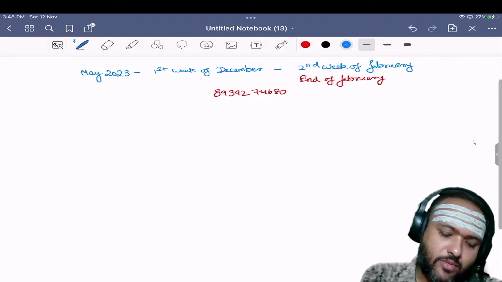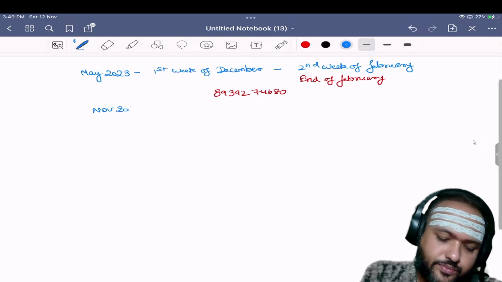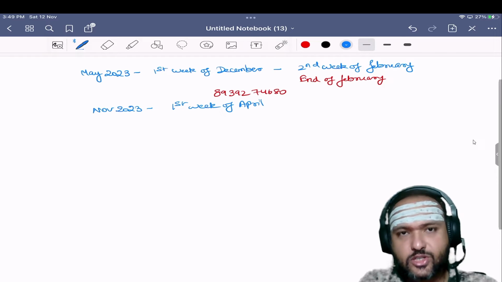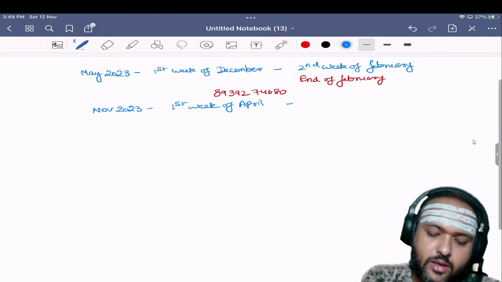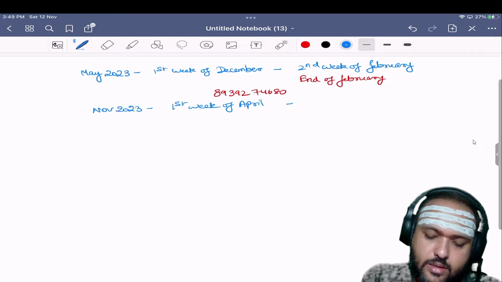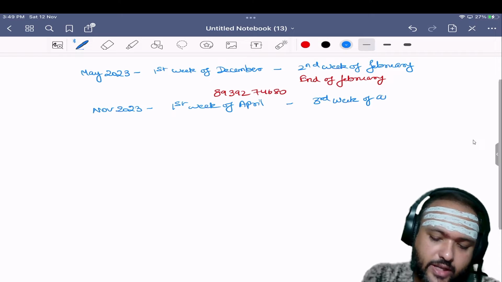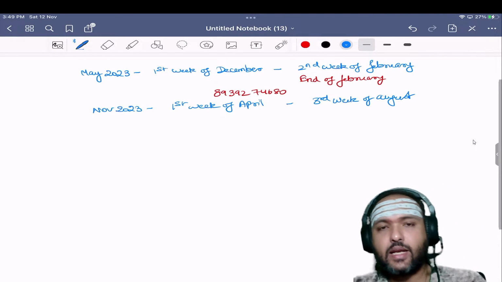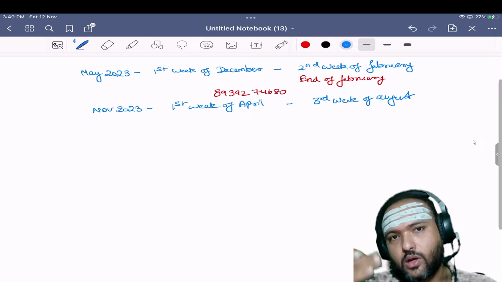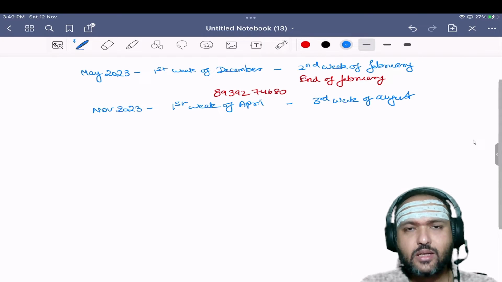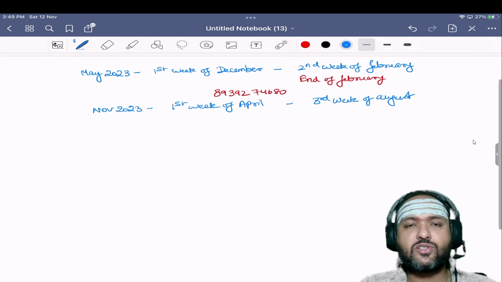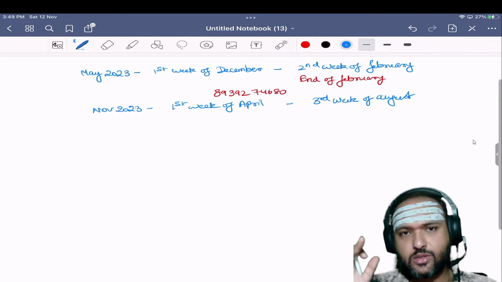Now, when it comes to the November 2023 examination, the classes will commence from the first week of April and will end on the third week of August, because I want to take a lot of time for this batch. So I will be taking it in detail. As I had told you, we'll be going through a lot of case studies, problems, etc., so that this will be a full batch where you get detailed knowledge of the provisions of taxation.